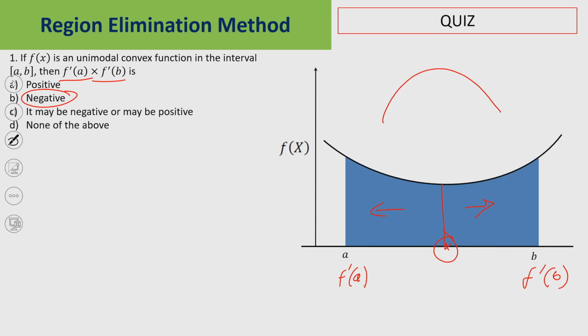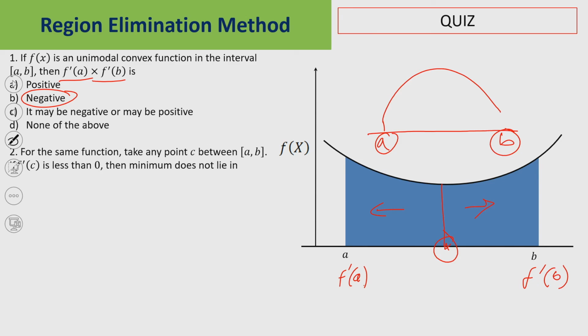Suppose this is a and this is b. If I take the derivative at a and the derivative at b, and multiply these two derivatives, the sign will be negative in the case of a maximum also. That means if the product is negative, there is an optimum solution between A and B. So this is your first question.